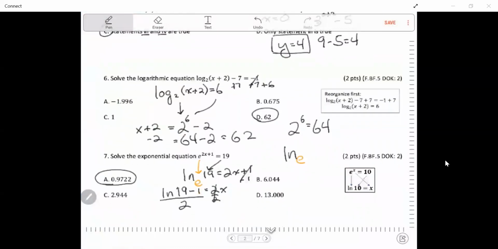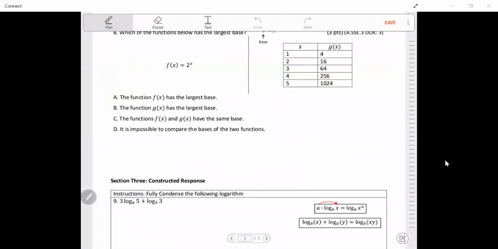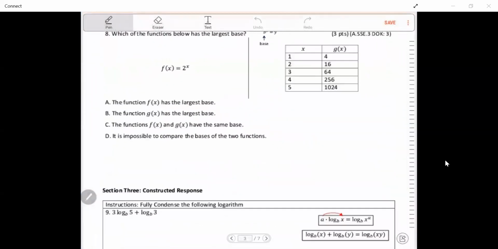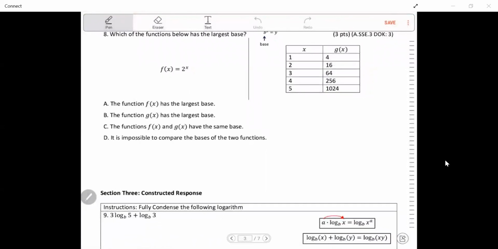All right. On to page 3. All right, which has the largest base? Well, so remember the base is this guy right here, right? That's the base. All right. So this one obviously has a base that's equal to 2.